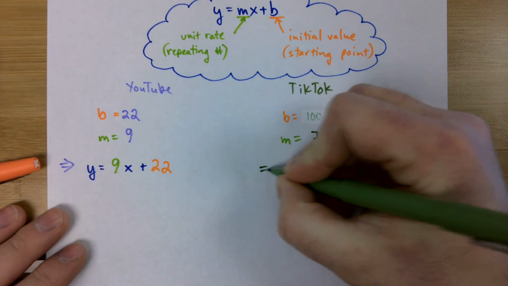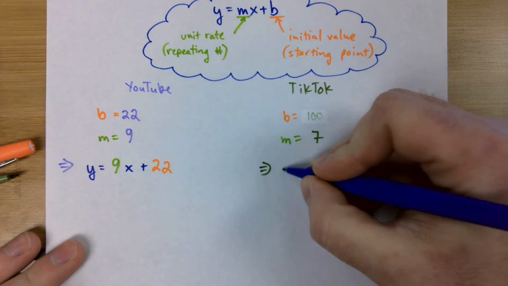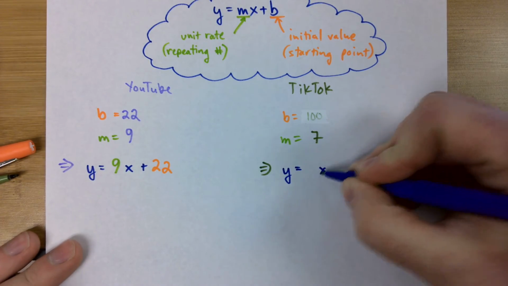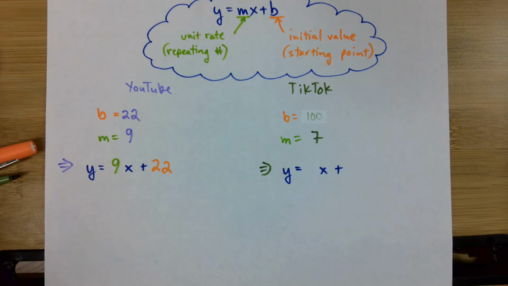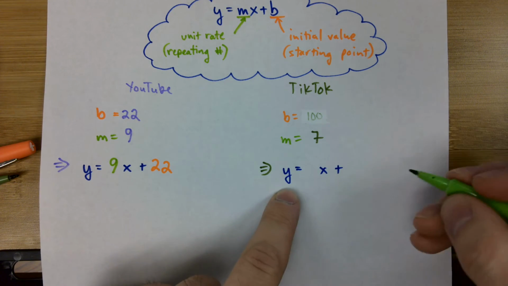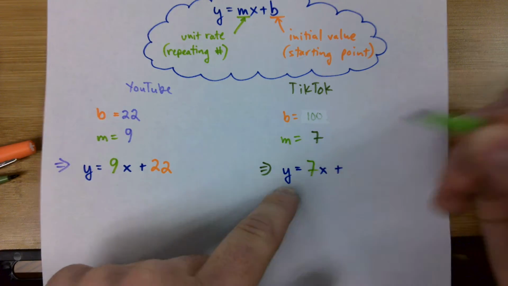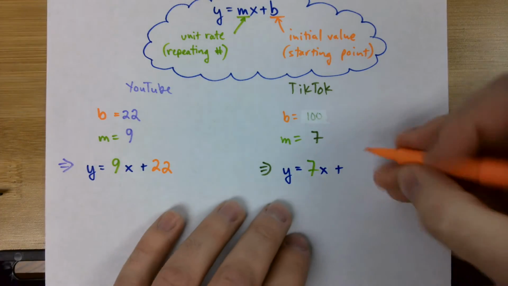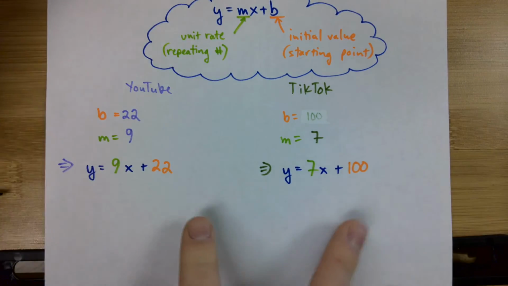So we can go ahead and write the equation, y is equal to what? What's our equation here going to read? Blake, you think you got it? Y equals 7x plus 100. Absolutely. Y equals 7x plus 100.